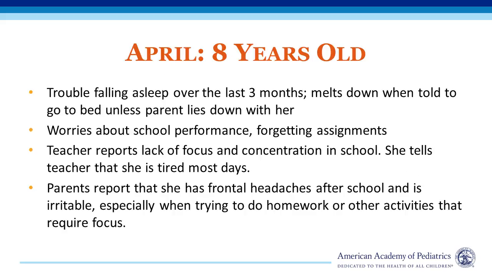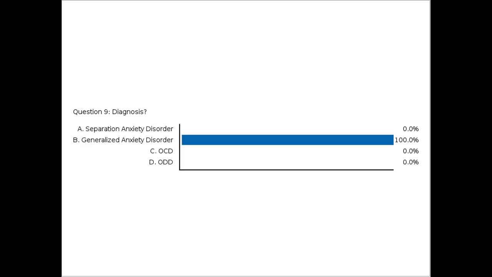So we'll talk about an 8-year-old with trouble falling asleep over 3 months, having meltdowns when told to go to bed unless her parent lies down with her. She's worried about school performance and forgetting assignments, and her teachers report her focus and concentration is worse. She complains a lot of being tired and has frontal headaches after school and seems to be particularly irritable when doing homework or other activities that require focus. So what comorbidity do you think might show up? Which one do you think might be the more likely?